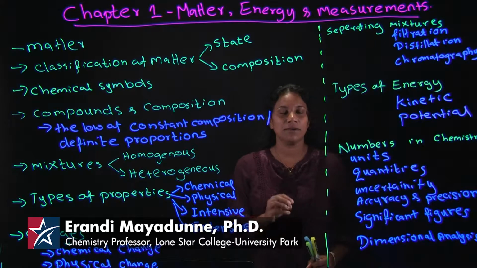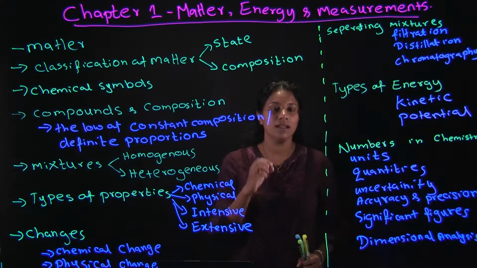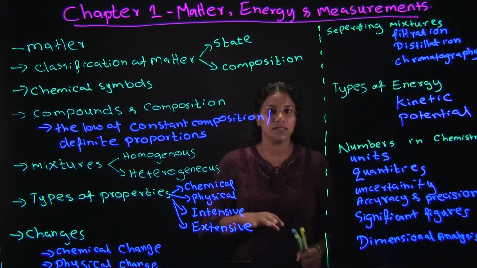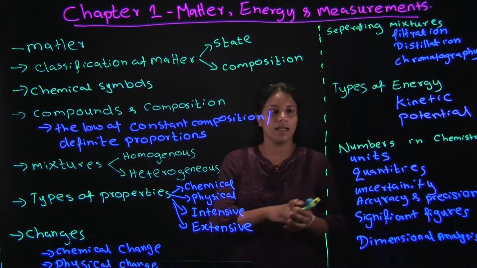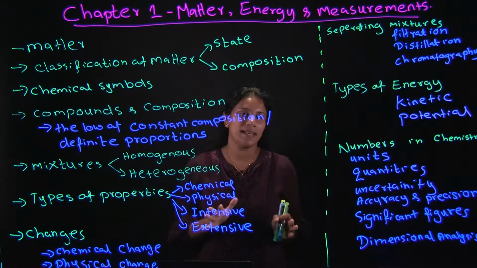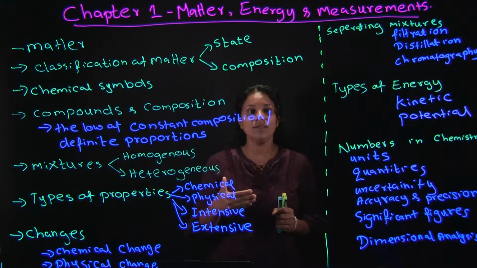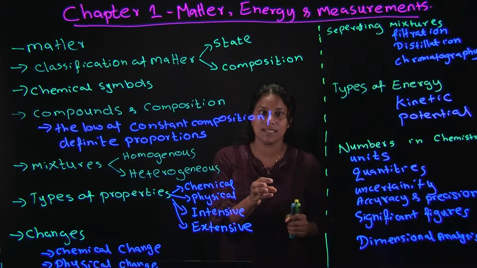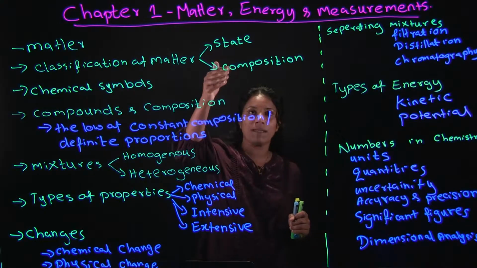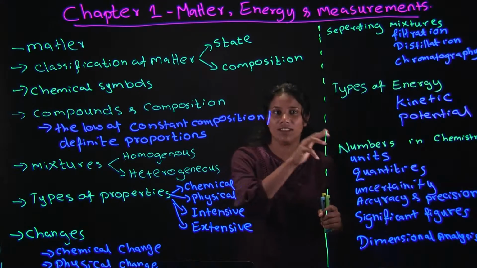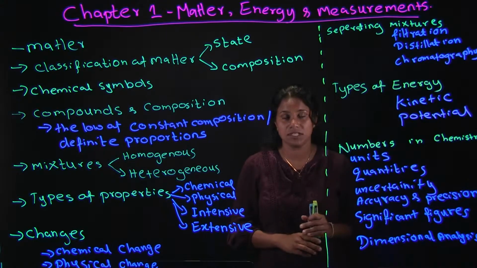In this video, I'm going to show you what you need to focus on when you study chapter 1. In chapter 1, first you need to know what matter is, and then how you're going to classify matter. We classify matter according to two methods: according to its state, solid, liquid, gas, and according to its composition.